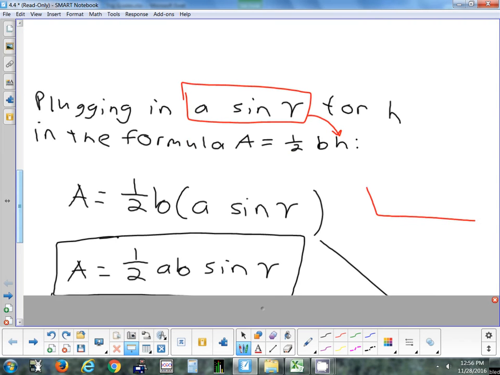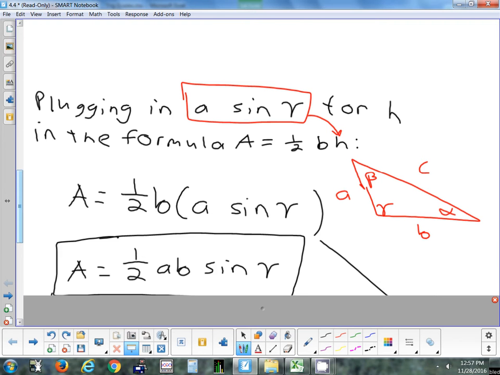Let me draw just a generic triangle. I'm going to put A, B, C. Alpha would be across from A, beta across from B, and gamma across from C. Look at sides A and B in that triangle, and look at gamma. Where is gamma compared to sides A and B? Across from my partners.